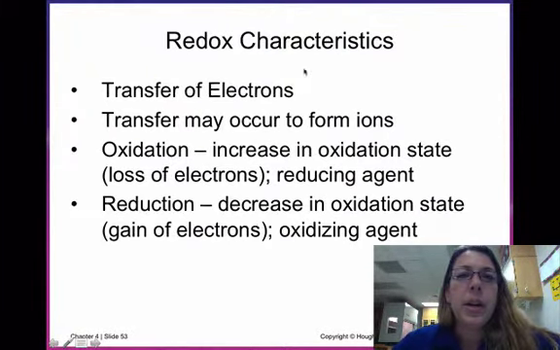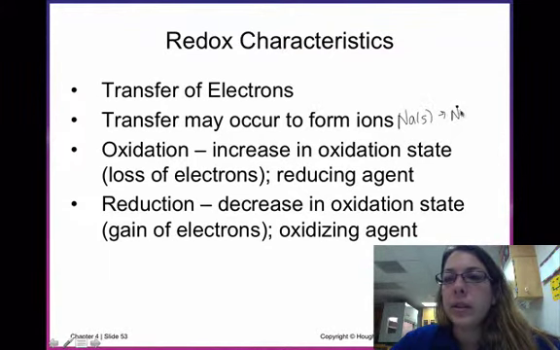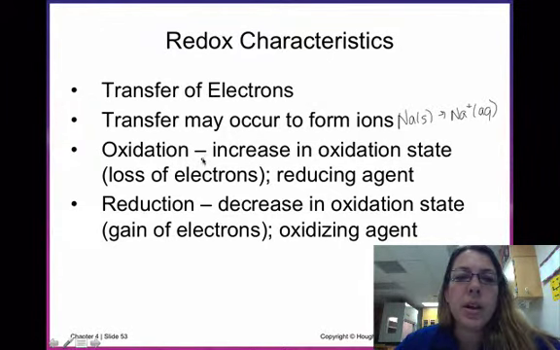All right. These are characteristics of redox reactions. So we're going to see a transfer of electrons, and the transfer may occur to form ions. So we may go from having sodium, the solid, to having the sodium ion. All it takes is electrons being transferred. Oxidation is an increase in oxidation state, so that means that your oxidation number goes up. Reduction is a decrease in oxidation state. That means that your oxidation number goes down.